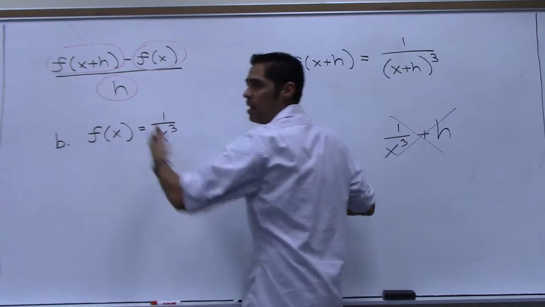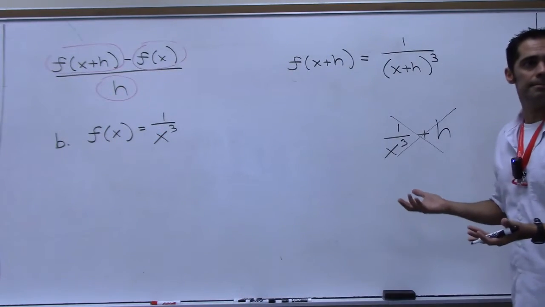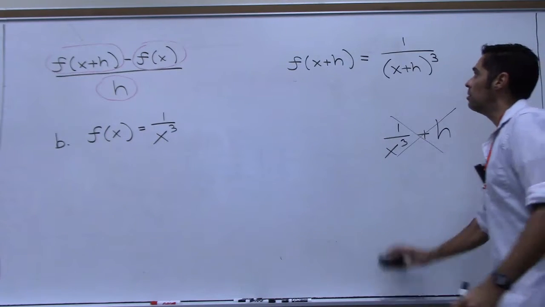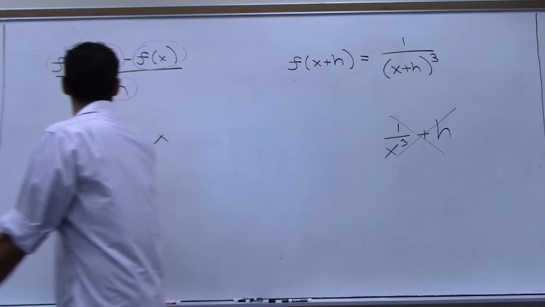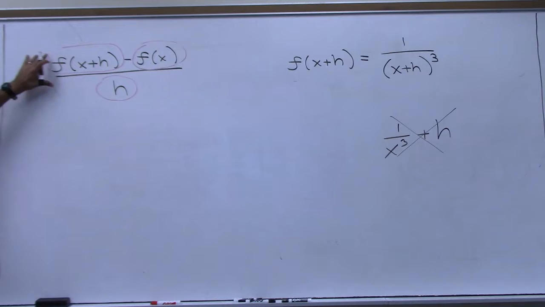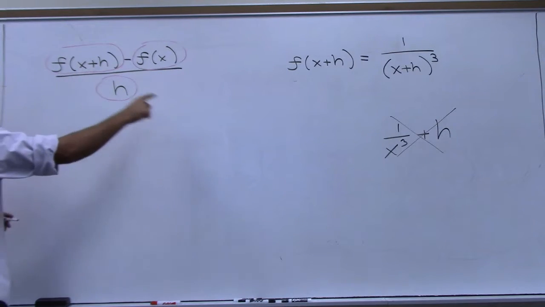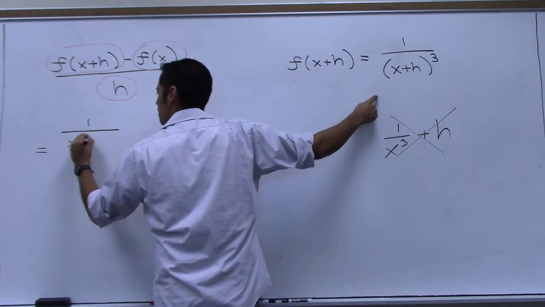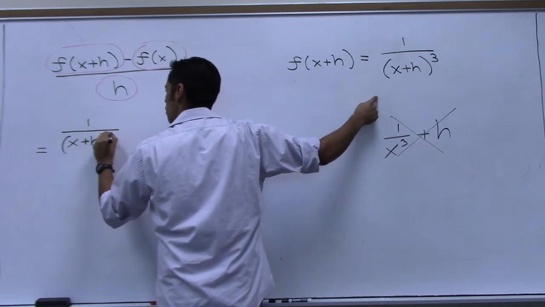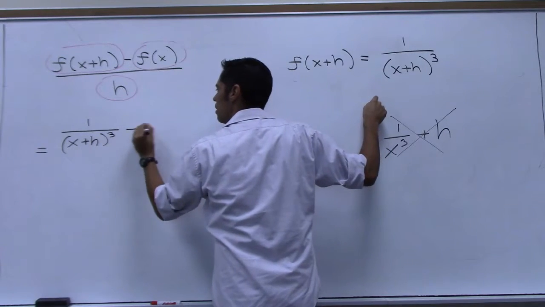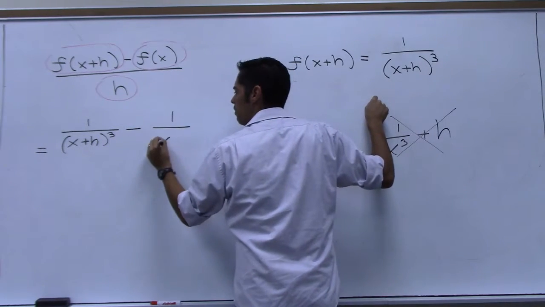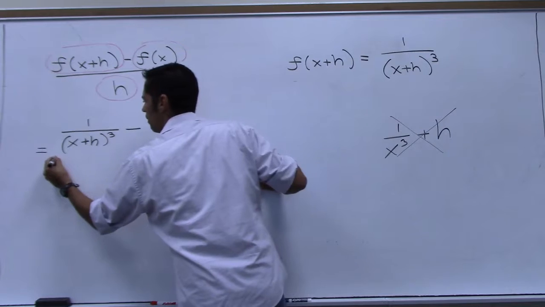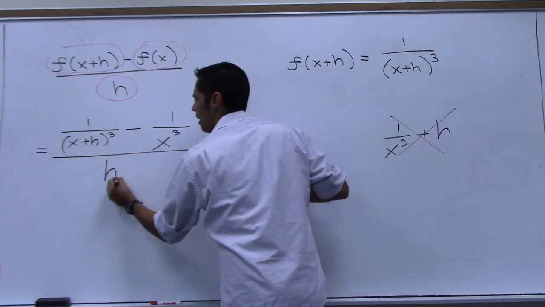Okay, so if that's going to be the top left, the top right's going to be this, and then divide the whole thing by h, then we're ready to actually set this up. Okay? Let's do that. And I'll do it right under here. So this quantity, the difference quotient, equals f of x plus h, which is this, 1 over x plus h cubed, minus f of x, which was 1 over x cubed, all divided by h. Yes?